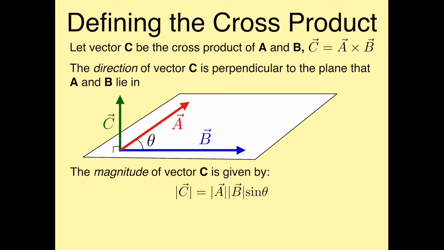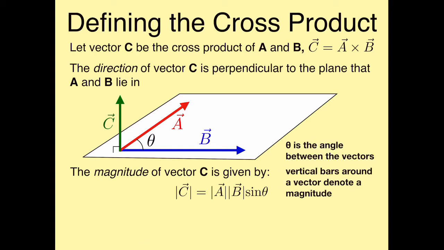The magnitude of vector C is given by the magnitude of vector A times the magnitude of vector B times sine of theta, where theta is the angle between vectors A and B. Again, the notation here is that theta is the angle between the two vectors we're crossing, and the vertical bars just denote that we're talking about a magnitude.